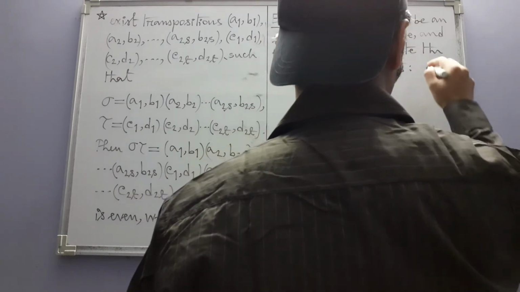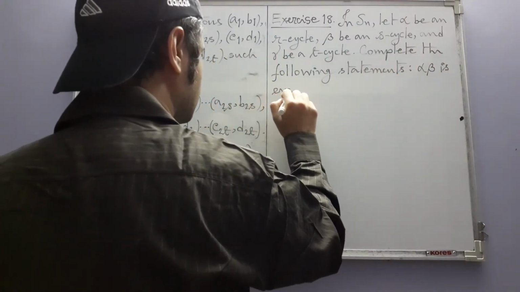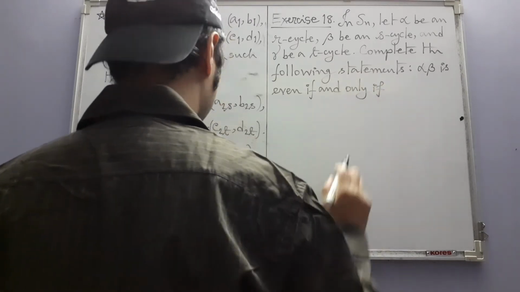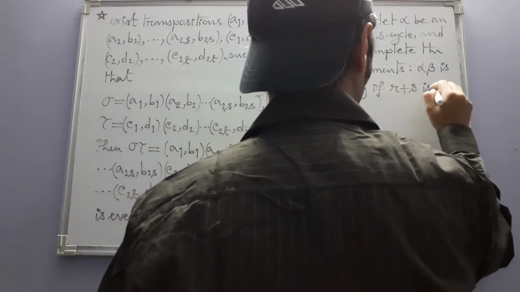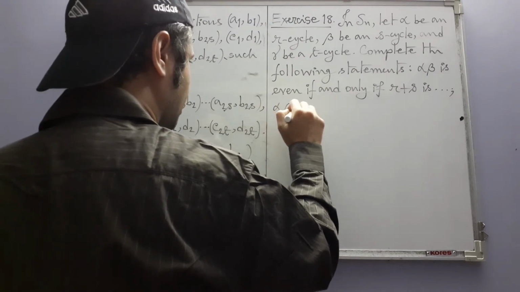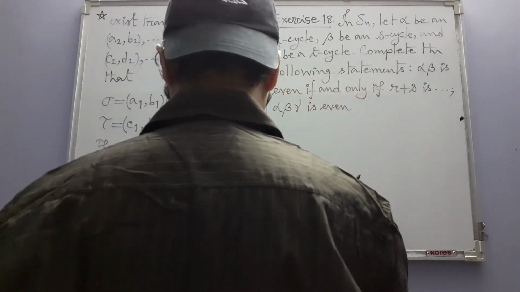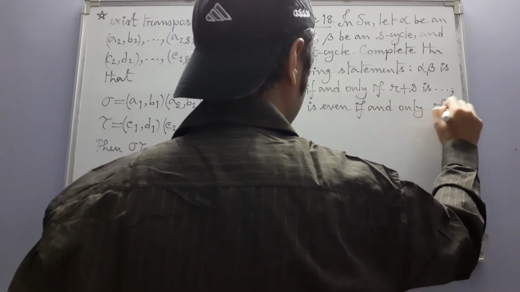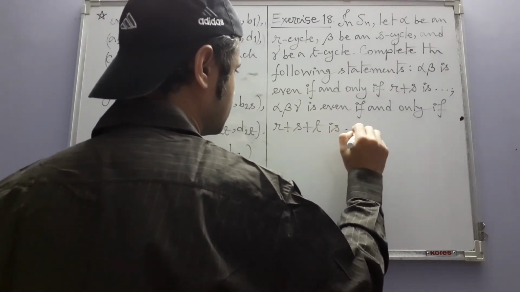There are two statements. The first one is this: the composition alpha beta is even if and only if R plus S is ... that we have to write, and the composition alpha beta gamma is even if and only if r plus s plus t is this.